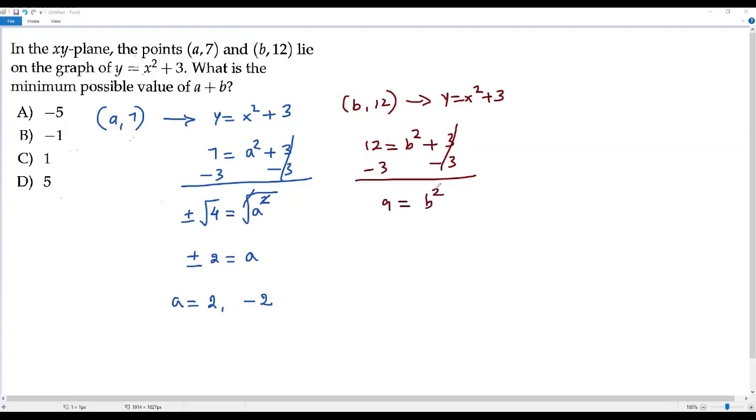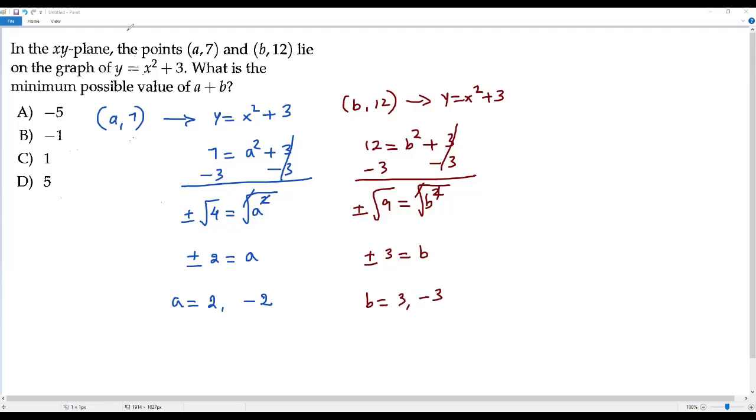Equals b squared. Now to get rid of this square, let's take the square root on both sides. When I take the square root on both sides, we can consider a positive or negative sign for the square root which contains the number 9 inside. Then on the right side, the square root and square will cancel out. Plus or minus, the square root of 9 is just 3. On the right side, we have b. So we get two values for b. One is b equals positive 3 and the other one is b equals negative 3.